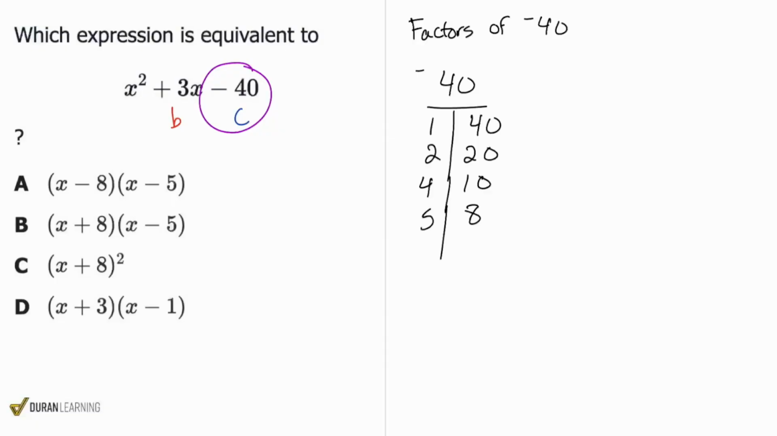Now we have to find the pair here that adds to 3. Question, everybody. 1 plus 40, that's 41. 2 plus 20, that's 22. 4 plus 10, that's 14. 5 plus 8, that's 12. So none of these pairs seem to work, but that's when you have to consider right here that the 40 was negative.